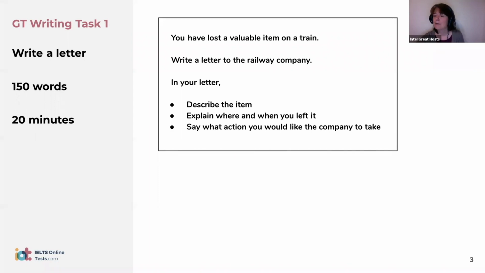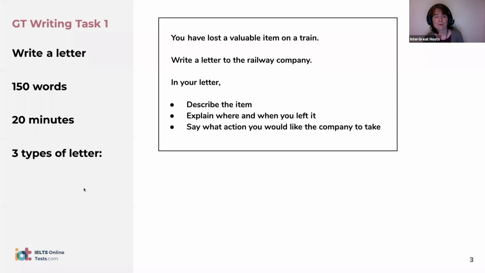Task 2, remember, is worth more. It's worth twice as much as the task 1. So it's very important that you spend that time on the task 2. Okay, so try and keep the task 1 to 20 minutes. That includes 2 or 3 minutes at the beginning to plan, and 2 minutes maybe at the end to check. Okay.